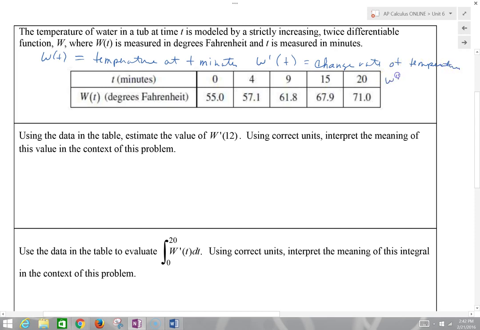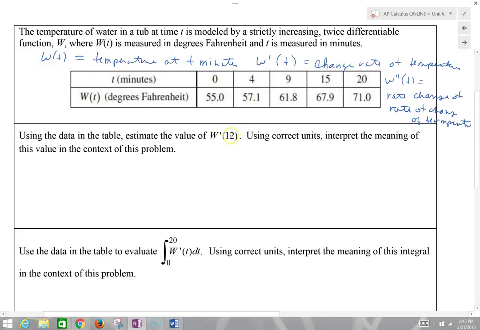And then W double prime of t would be how fast the rate of change of the temperature is changing. Rate of change of temperature. You might be able to say that a little more succinctly. Something about how fast the rate of change of temperature is changing. I don't know. You'll probably do better than I will.